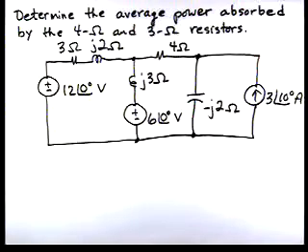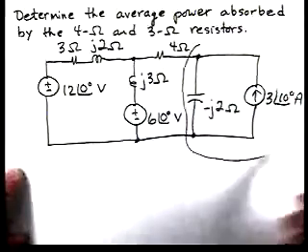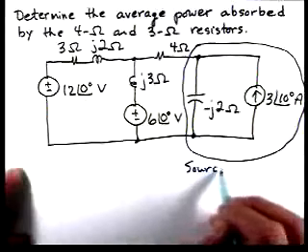Okay, in this problem, we're asked to determine the average power absorbed by the 4 ohm and 3 ohm resistors. And if you look, here's a 4 ohm resistor, and here's a 3 ohm resistor. To analyze this, first let's apply a source transformation to this part of the circuit.